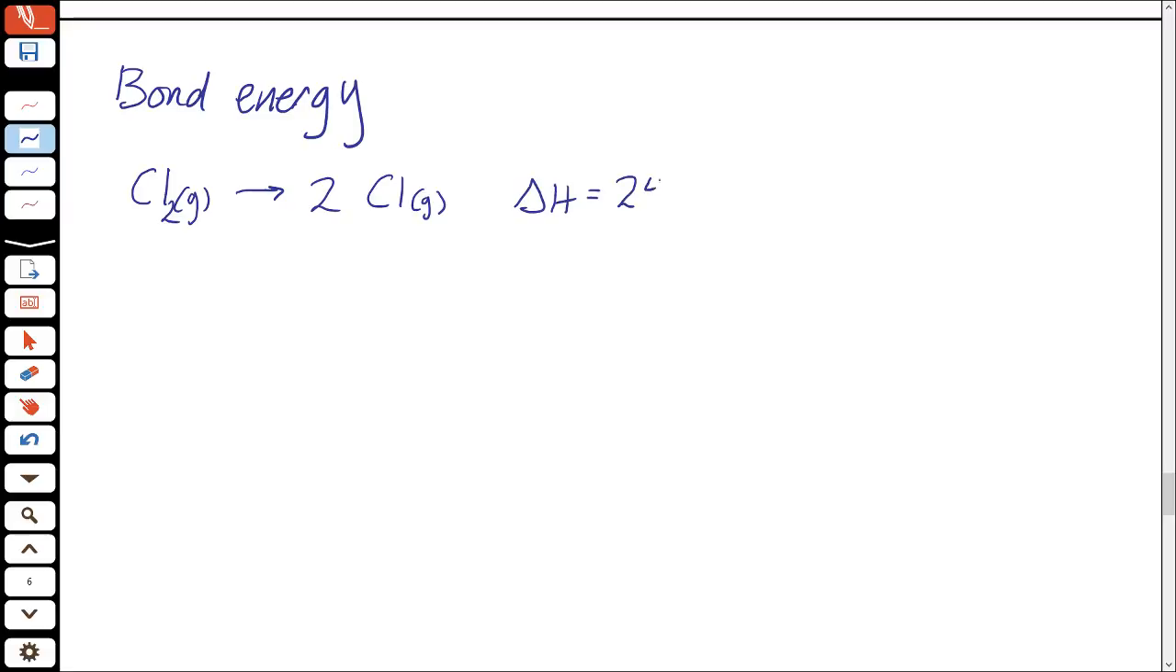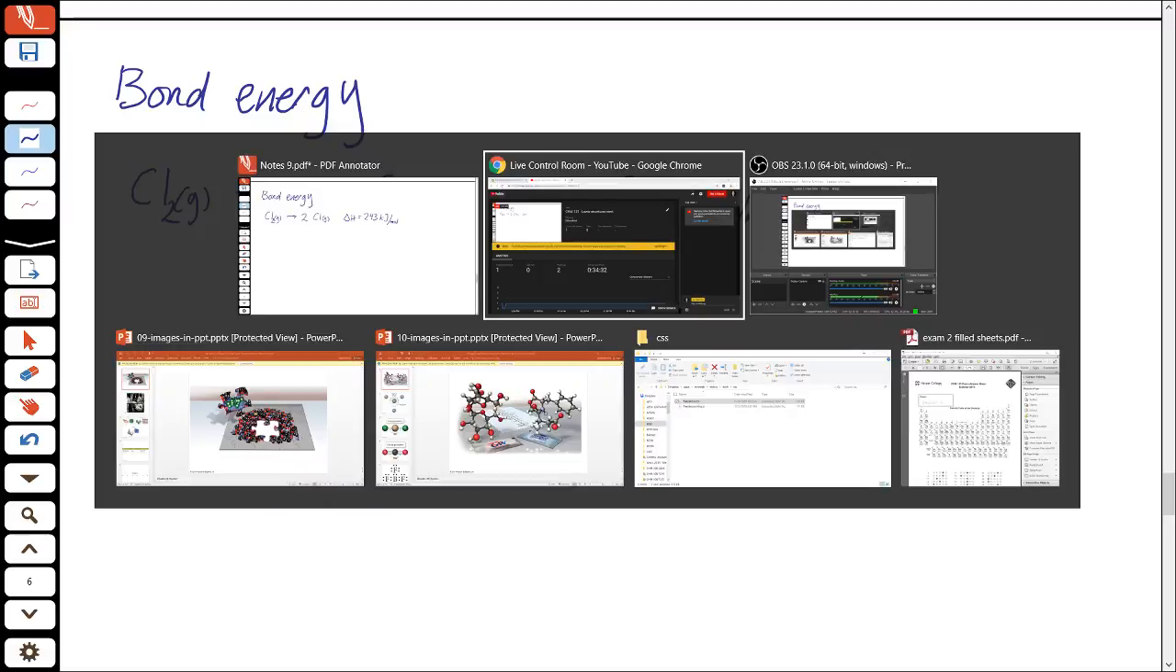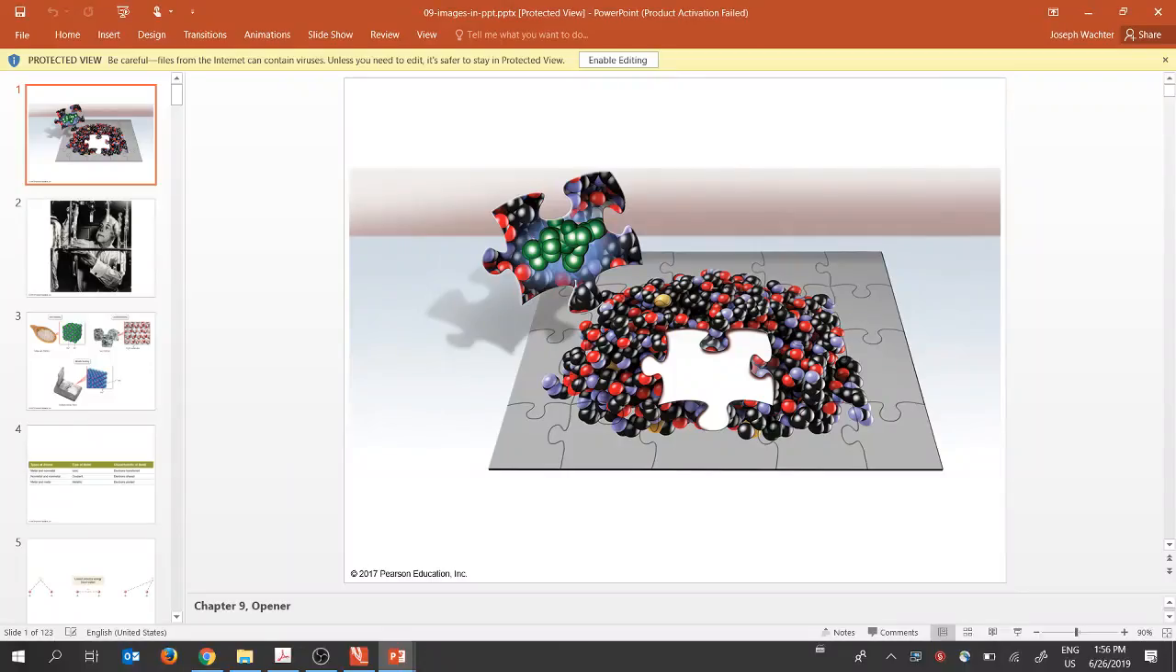In this case, 243 kilojoules per mole. So that's how much energy you have to use to break that. That number by itself is whatever, but what becomes interesting is when we compare it to other bonds, and you can get a sense of what types of bonds are stronger than others. So there's a table in your book.